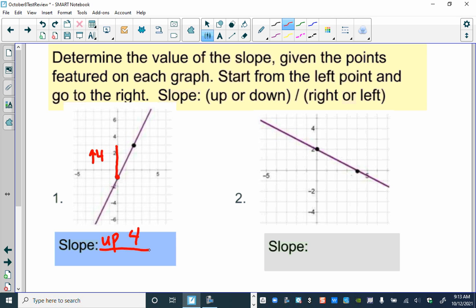And then what direction are we going? Right. How far? Go to the right 2 spots. So up 4, right 2.